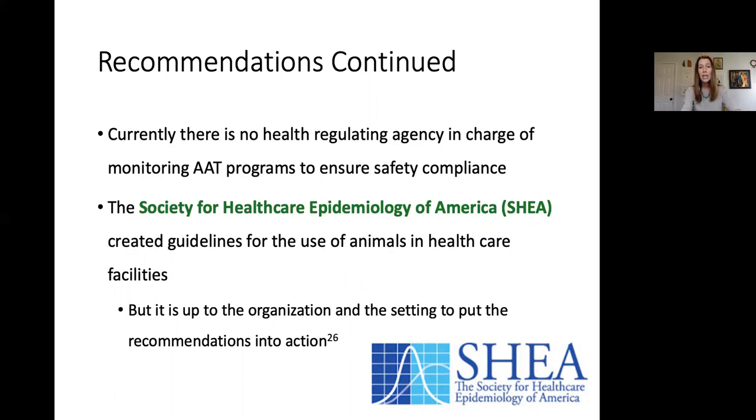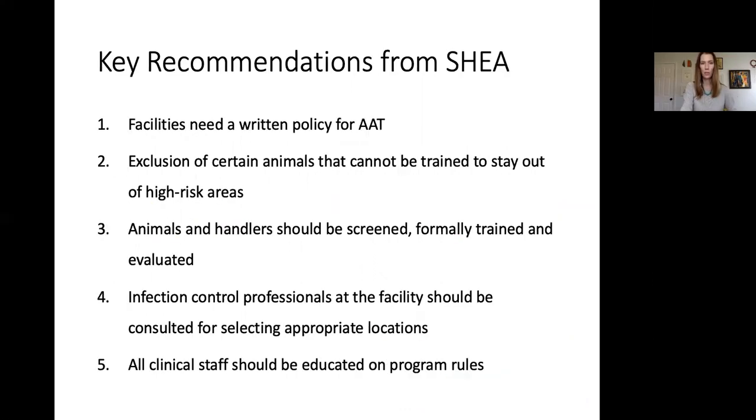Now, luckily, the Society for Healthcare Epidemiology of America has created guidelines for the use of animals in healthcare facilities. These are just guidelines, so it is up to each agency and organization and facility to look through them and to find a way to implement them as they make sense for their program. So in the next few slides, we will start to talk about some of these recommendations from SHEA.